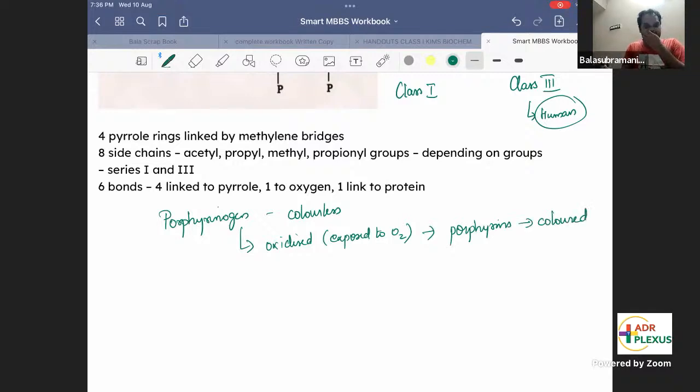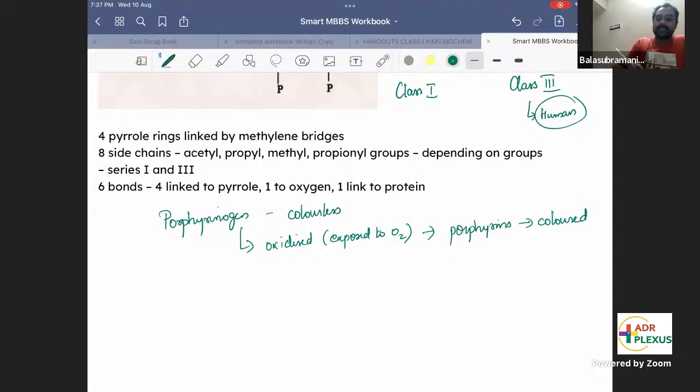Porphyrins are colored compounds. So the same goes for something called urobilinogen. Urobilinogen is a precursor molecule, colorless. But then it's oxidized. When it is exposed to air, it converts itself to urobilin, which is yellow in color. That's why the urine is yellow in color. Stercobilinogen, colorless, but when it's exposed to air, it's converted to stercobilin, which is brown in color. So that's why the stools are brown in color.